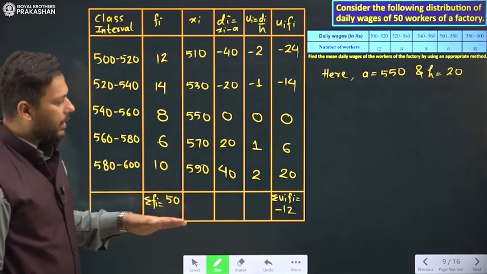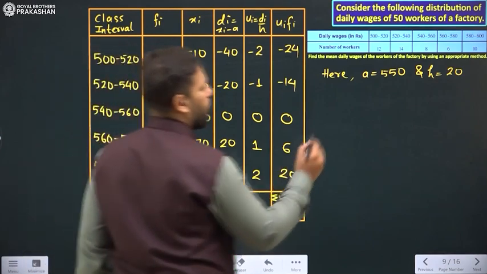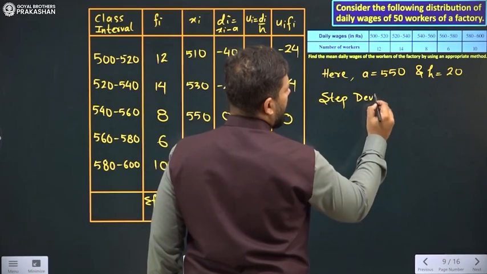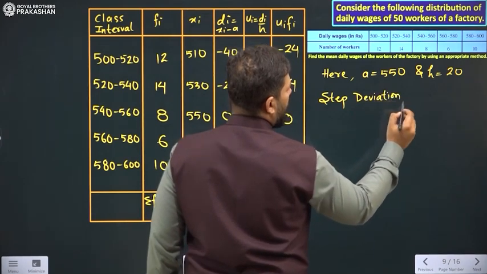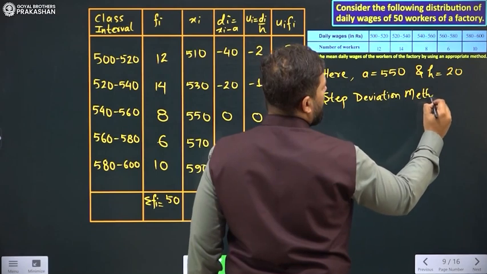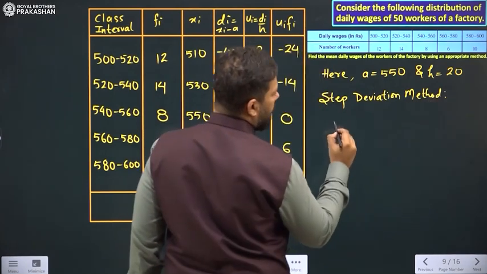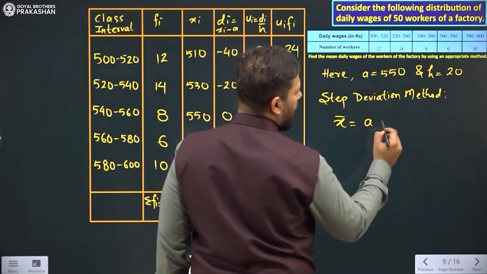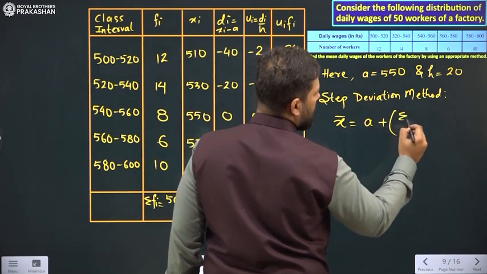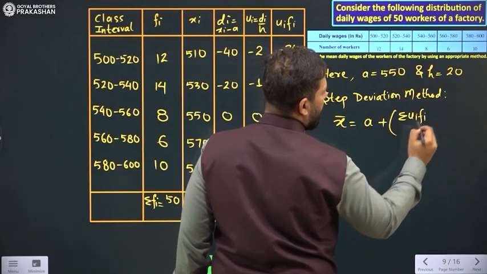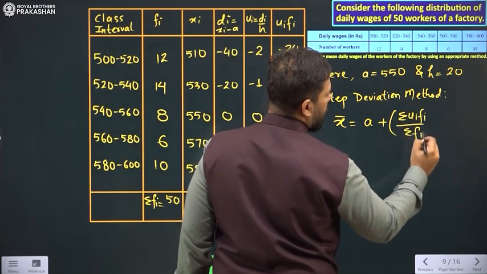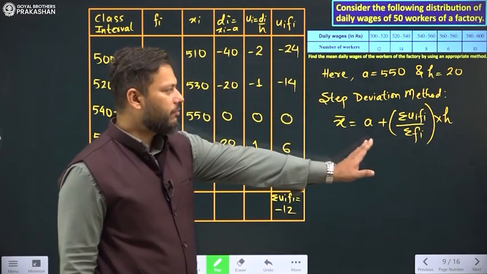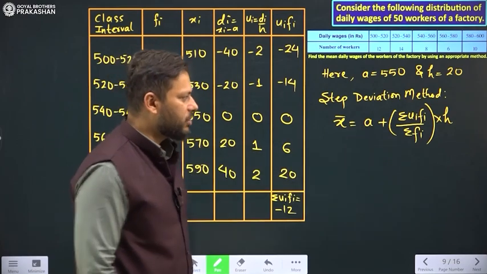So we now have all the required values. Let us write the formula. What method are we using? We are talking about step deviation method. So in step deviation method, the formula for finding the mean is: assumed mean, that is A, added with the summation of UiFi divided by summation of Fi, which needs to be multiplied with class height. So this is the formula for finding the mean in case of step deviation method.